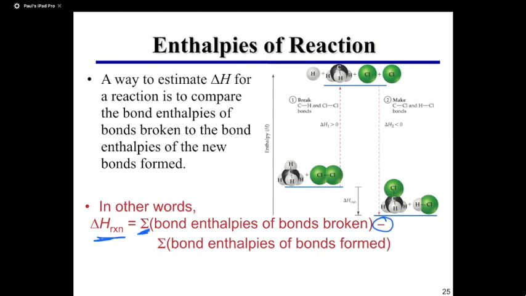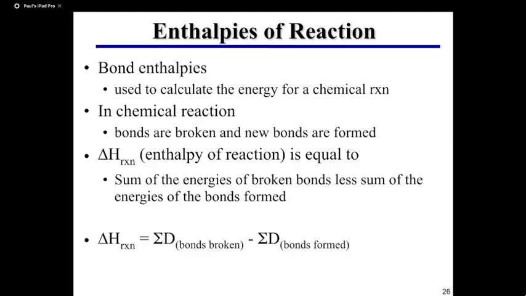So I take the values of those that were broken minus the values of the ones that were formed. That's all well and good, but you've got to decide which ones are broken and which ones are formed. To calculate these, you have to have a table. I have to give you some values. Then you have to identify which ones are broken, which ones are formed, add up all the ones that are broken, and subtract all the ones that are formed.